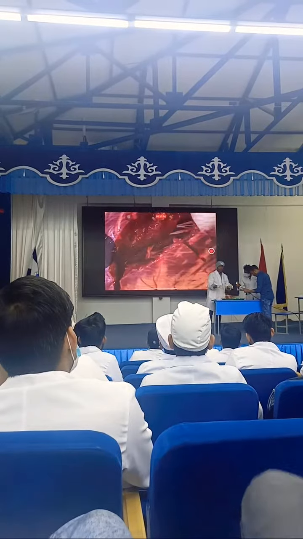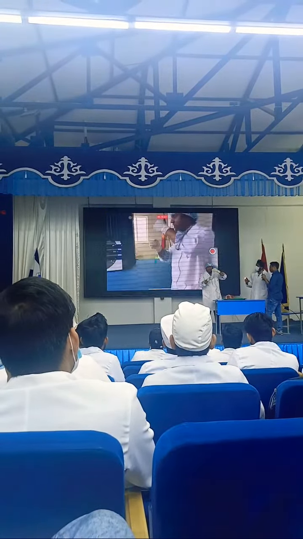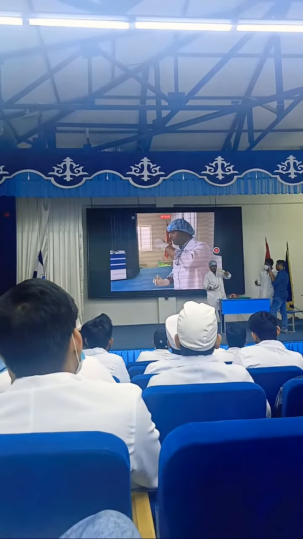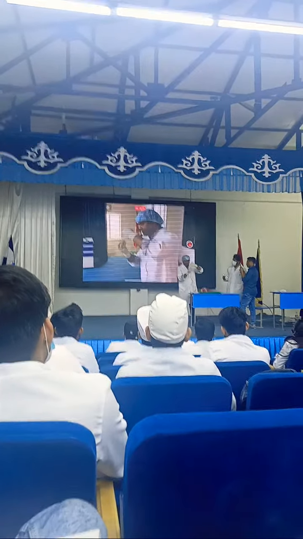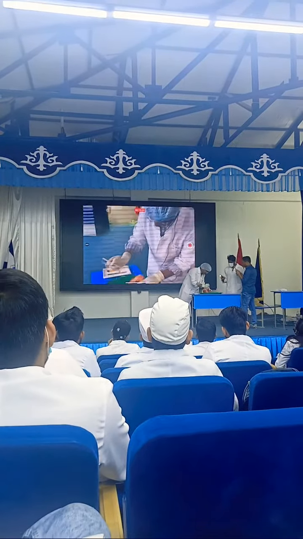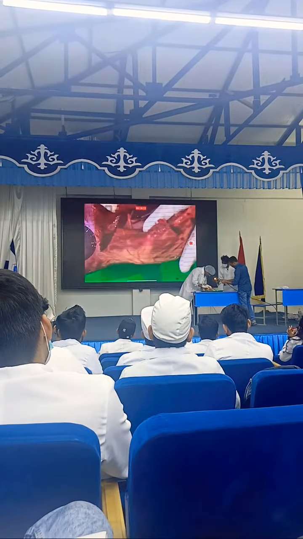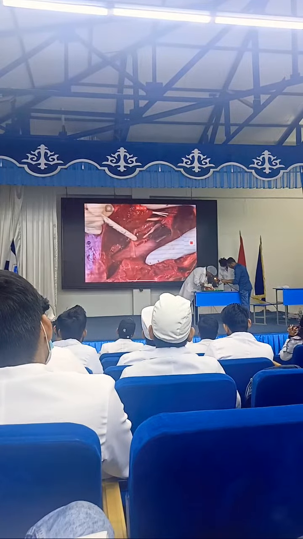So now you have the anterior and posterior mitral leaflets, you have the chordae tendineae down, and then you have a papillary muscle down where the chordae tendineae are placed. So this is your papillary muscle.